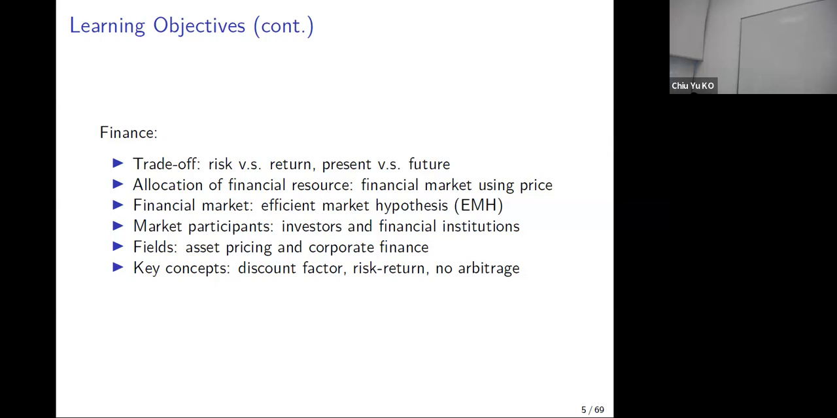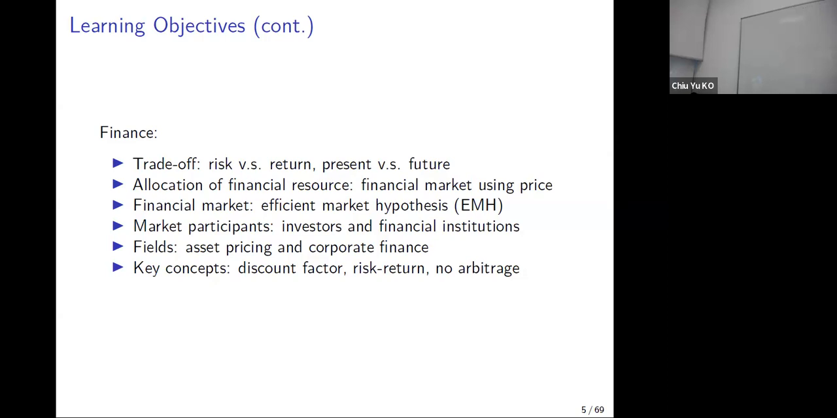And of course, same as the market, there are trade-offs. The main trade-off in finance is risk and return. The other one is present and future, the substitution, the interest rate and that kind of stuff. And we will talk about the efficiency of the financial market, and one very famous hypothesis called EMH, the efficient market hypothesis. Then we look at who is in the market and what the fields are.